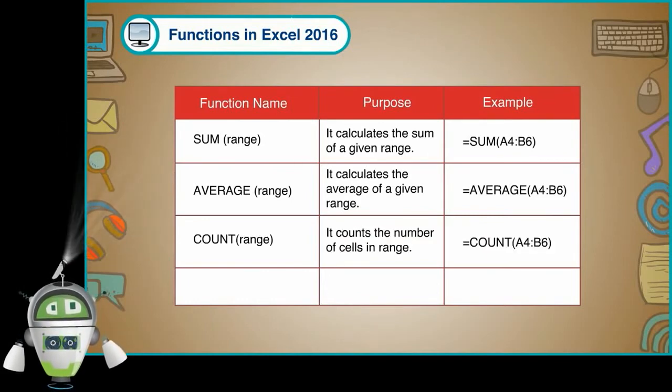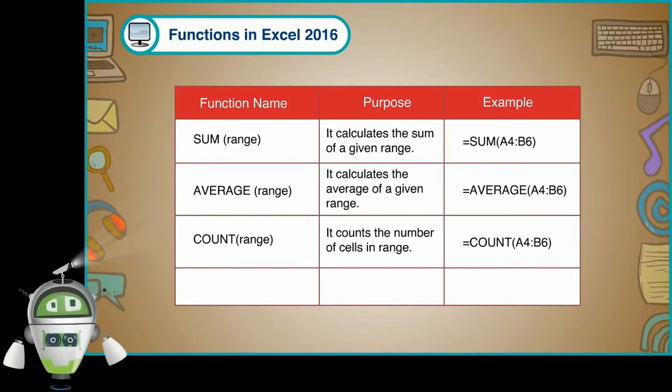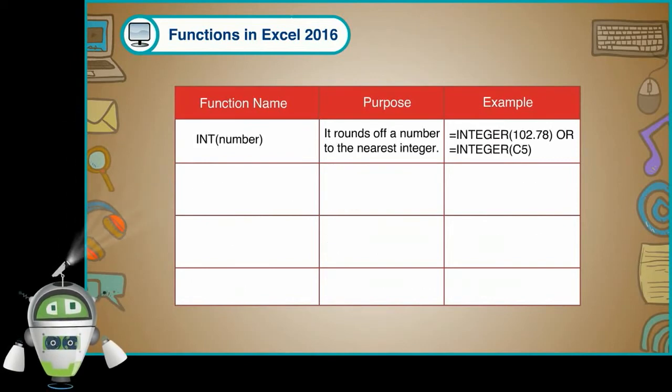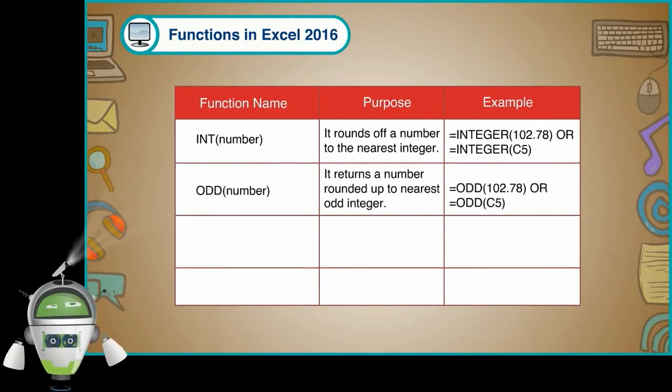COUNT(range). It counts the number of cells in a range. Example: =COUNT(A4:B6). TODAY. It displays the current date. Example: =TODAY(). INT(number). It rounds off a number to the nearest integer. Example: =INT(102.78) or =INT(C5). Odd number.